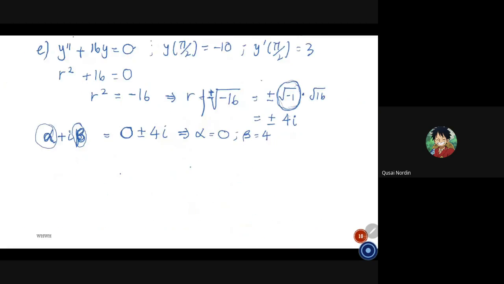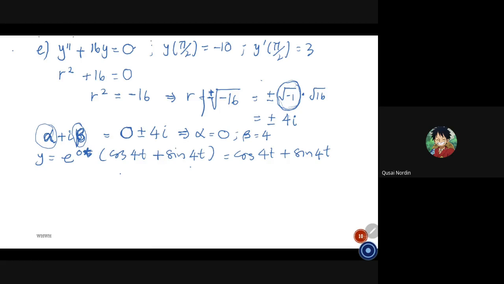Okay, so our solution y is equal to e to the power of 0t, I'm using t as well, cos beta, which is 4t, plus sin beta, 4t. Okay, this is our solution, or you can say e to the power of 0t is 1, so we are just left with cos 4t plus sin 4t.